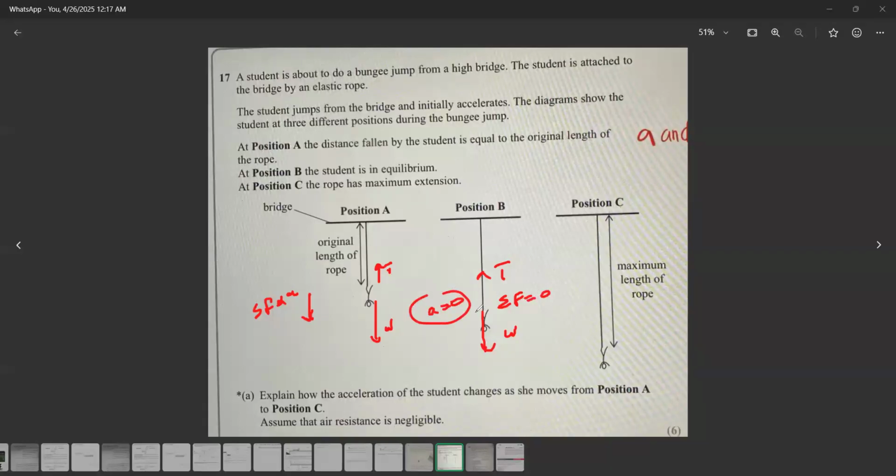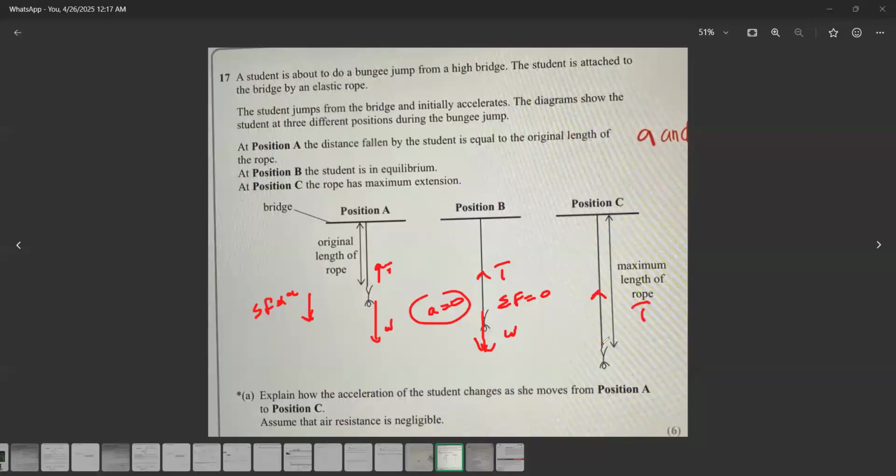But he will not stop. Why will he not stop? Because of his inertia: when a moving object has balanced forces, the object does not stop. The object continues to move with a constant speed. So at the equilibrium position, when the tension and weight are equal, there is no resultant force, so he will move at a constant speed. But as the length of the rope further increases, the tension increases.